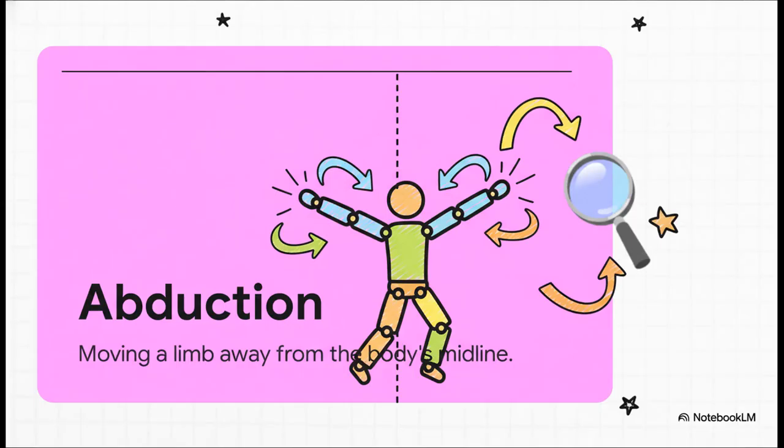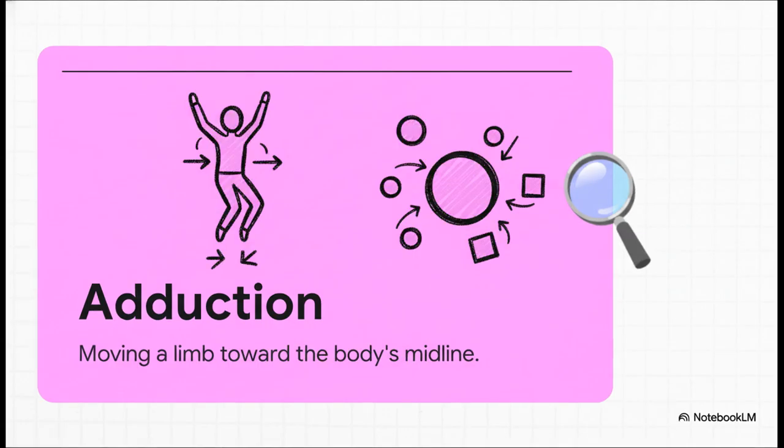Okay, next we have abduction. This one sounds a little strange, but it's just any movement that takes a part of your body away from the center. The perfect example is a jumping jack. When your arms and legs fly out to the sides, that's abduction. You're moving them away from your body's midline. And its partner in crime is adduction. So if abduction is moving away, you guessed it, adduction is moving toward the midline.